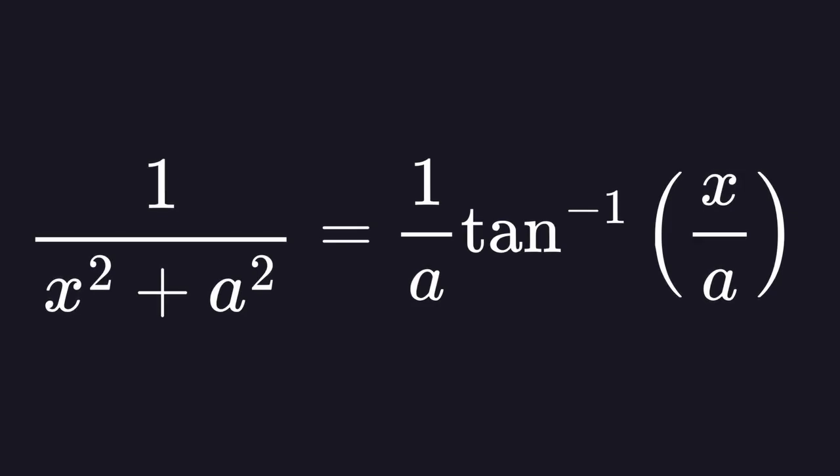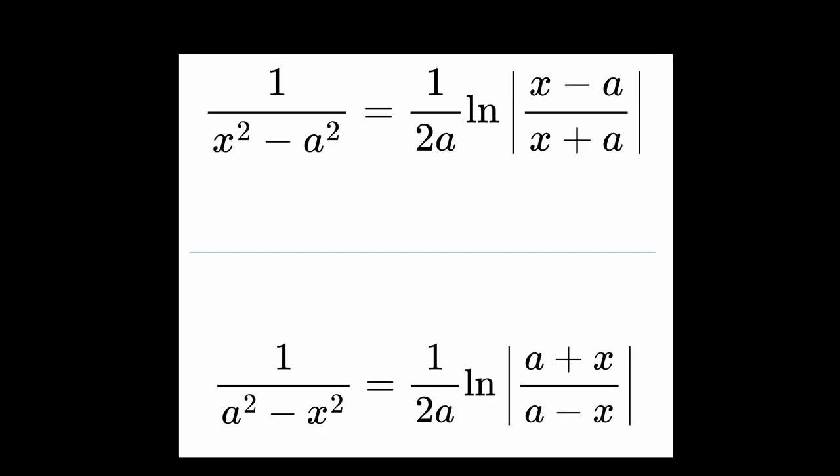The explanations of these are quite simple. Why? Because you got them in your exam booklet to start with. So for instance, the first one is 1 over x squared plus a squared is equal to 1 over a arctan x over a. Okay, all you have to do is plug that in. And the other two also have similar, simple, quick fixes. All you have to do is look at what's on the exam booklet and plug it in.